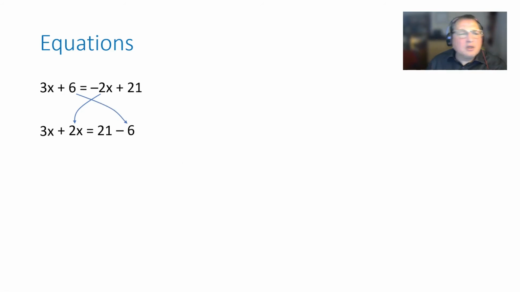Isn't it simpler? So let's now add both sides together. 3x plus 2x is 5x equals 21 minus 6, it's 15. Divide both sides by 5, x equals 15 over 5, it equals 3. Solved.